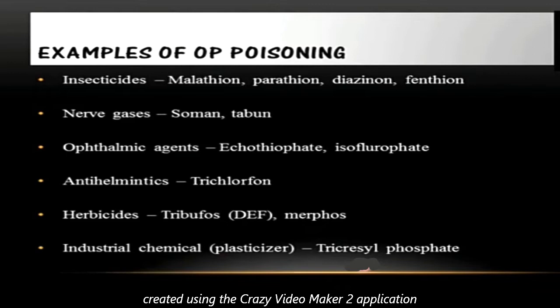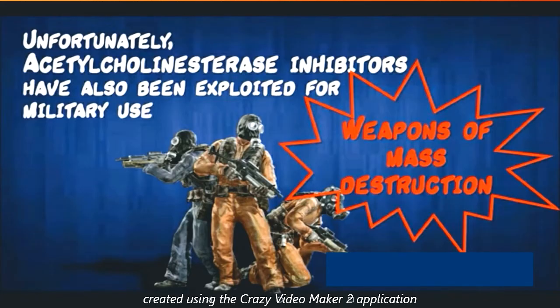Then nerve gas, which was used in an attack, that is soman, tabun. Third are ophthalmic agents, that is ecothiopate. Some anthelmintics, that is trichlorfon. Herbicides like tribufos. Then there are certain industrial chemicals like tricresyl phosphate. Unfortunately, it has been used by militaries for attack purposes. It is used as a weapon of mass destruction.